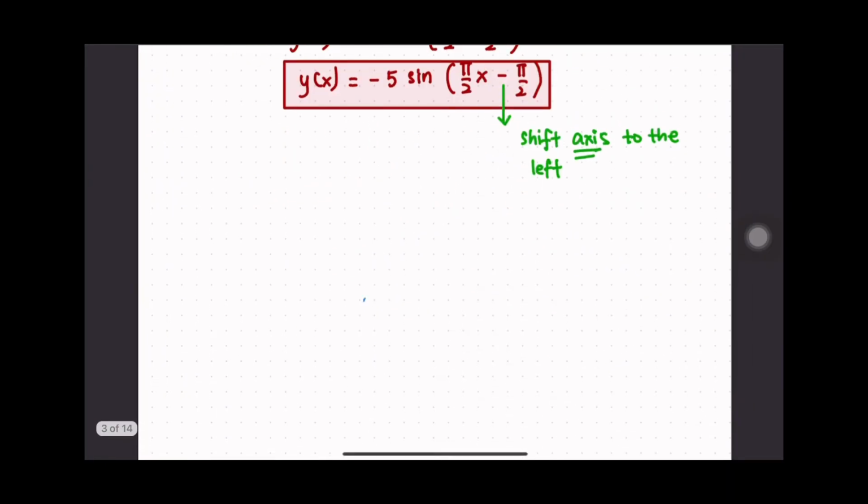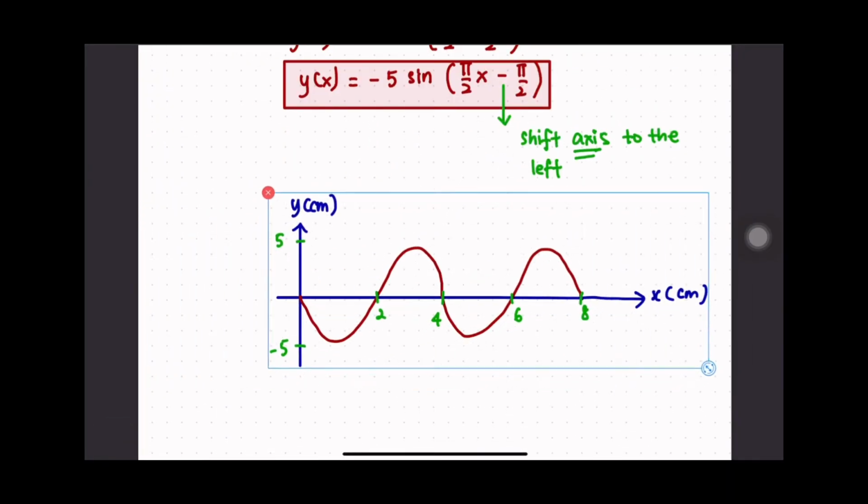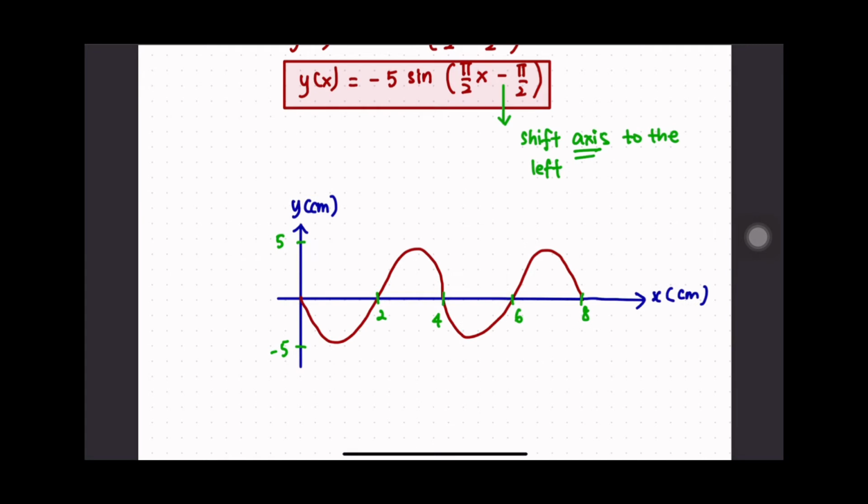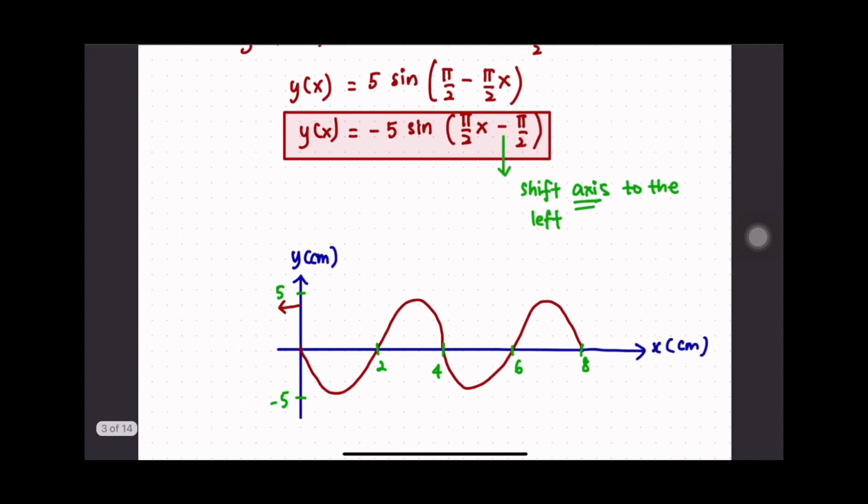Alright, so I shift. Okay, so now we want to shift this graph to the left. To the left means we move the axis to the left. Left means here. Right, how much do we move to the left? Negative pi per 2.